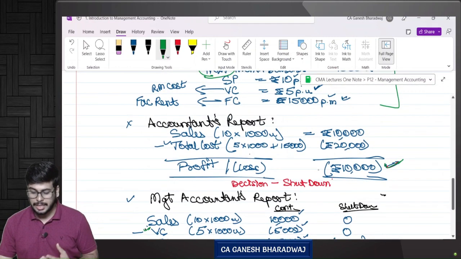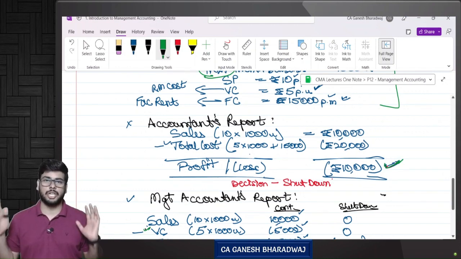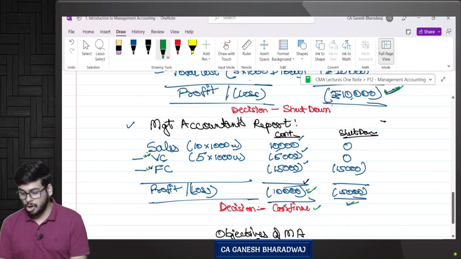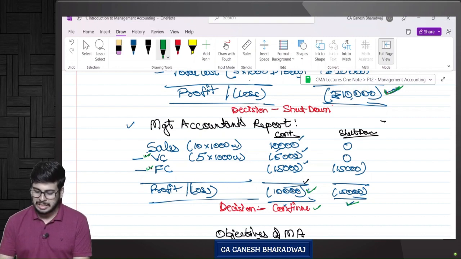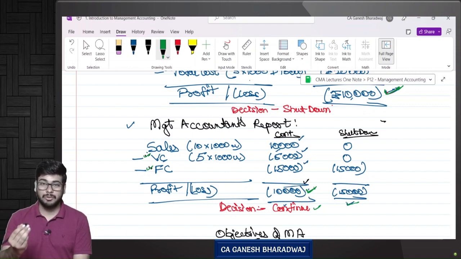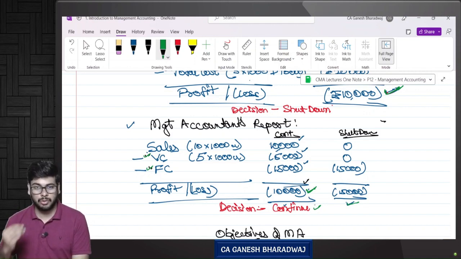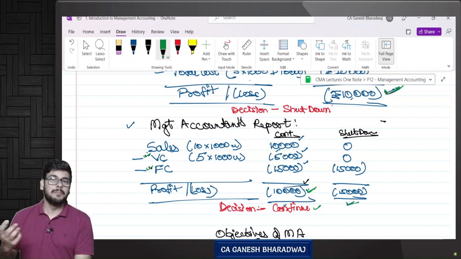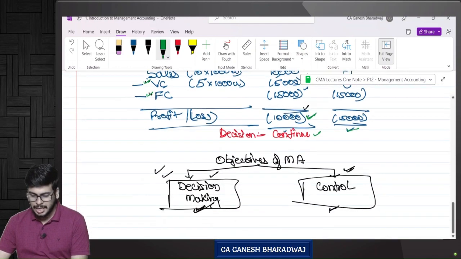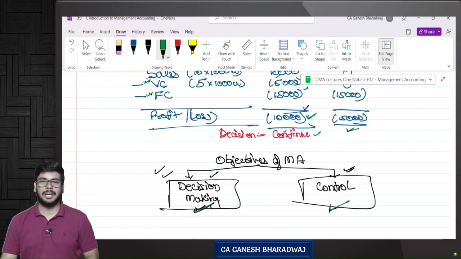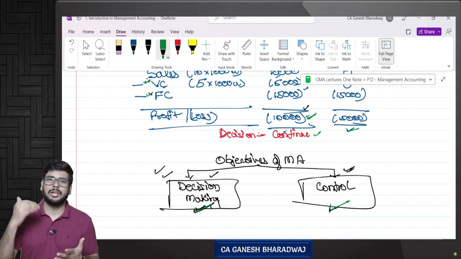A normal accountant said, if you continue, you are going to incur a loss of 10,000, so shut down. But no. The management accountant says, if you shut down, the loss is going to be 15,000. If you continue, the loss is just going to be 10,000. It's better to continue with the loss of 10,000 than to shut down with the loss of 15,000. Here, the management accountant is properly advising the company to continue the business for the next month. Even with a loss of 10,000, you are still preventing a loss of 5,000. That's why I said the overall objectives of management accounting are twin in nature. What are the two objectives? Decision making and control. On this note, I'm concluding this first chapter.